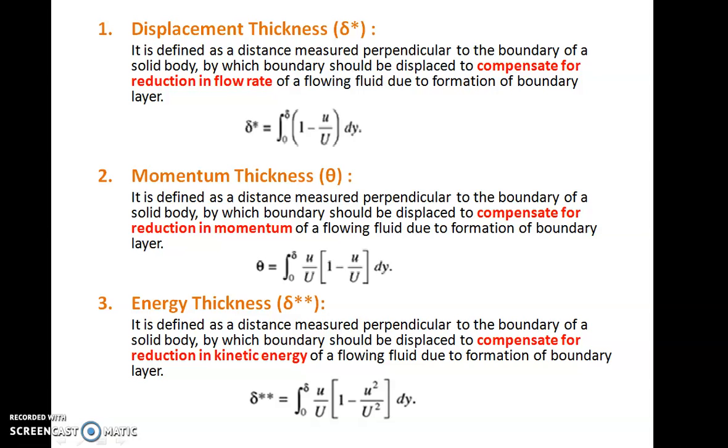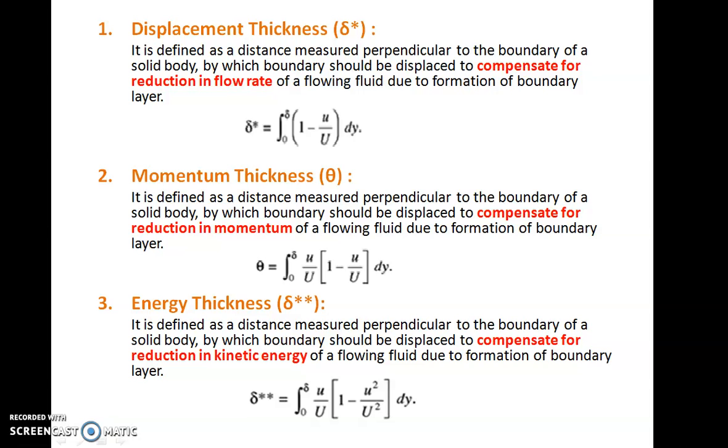Displacement thickness is nothing but the distance measured perpendicular to the boundary of the solid body by which the boundary should be displaced to compensate for the reduction in mass flow rate of a flowing fluid due to formation of the boundary layer. Already I have discussed that because of the boundary layer, the mass flow has reduced, and that reduction in the mass flow rate is given by the displacement thickness, and the continuity equation is used for finding this displacement thickness.